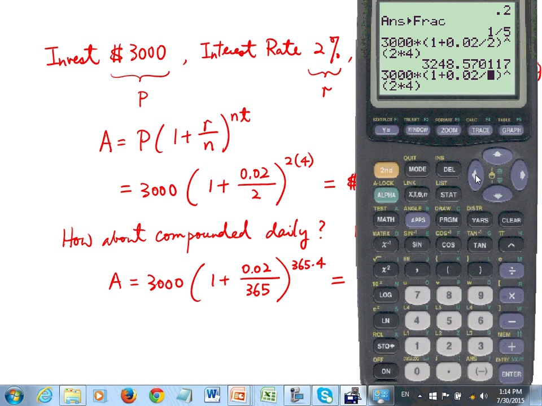So let me press 365, and then I close the parenthesis, and then I raise it to, and then I open a parenthesis again, and then 365 times 4. Yes, you see how easily I made a mistake?